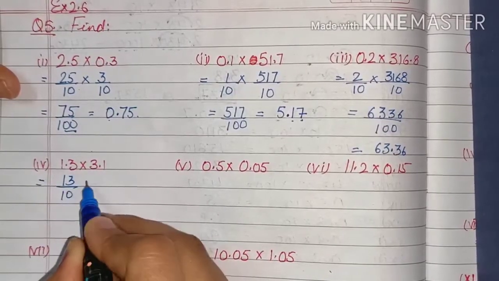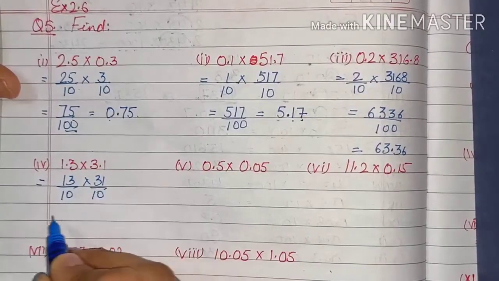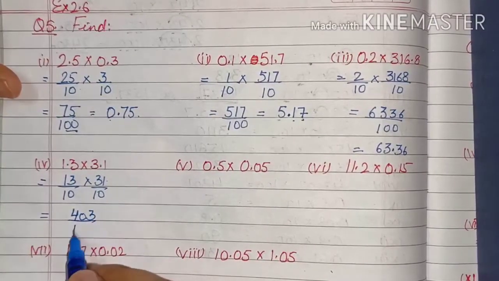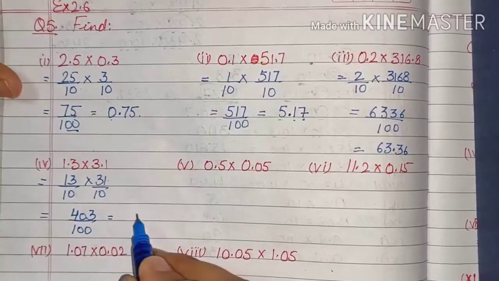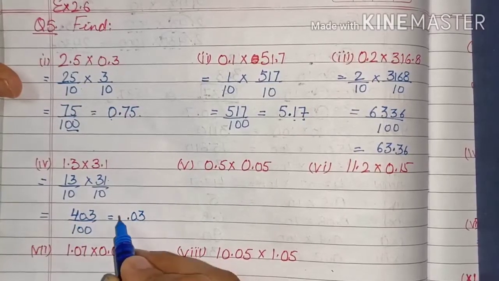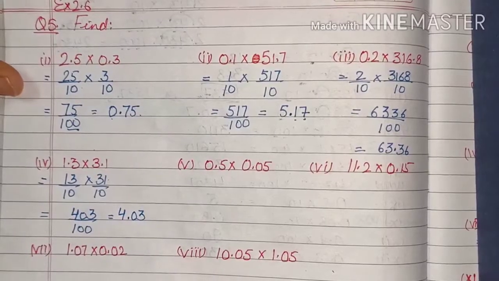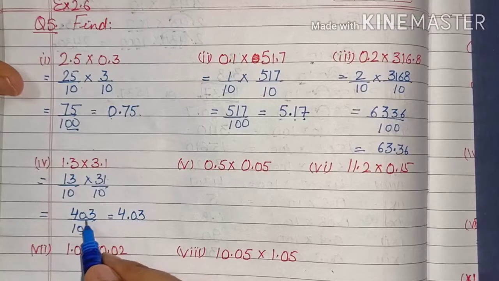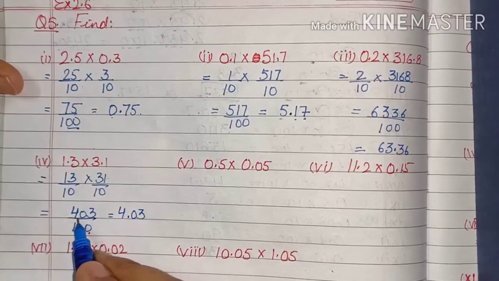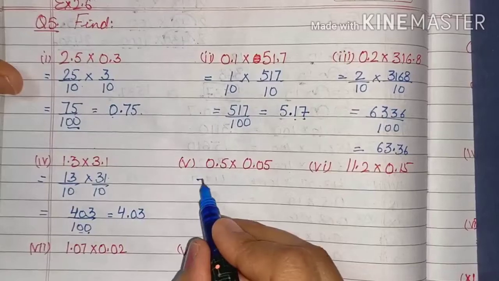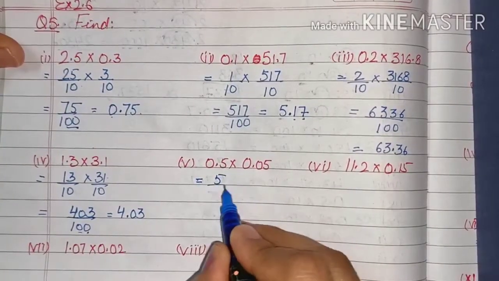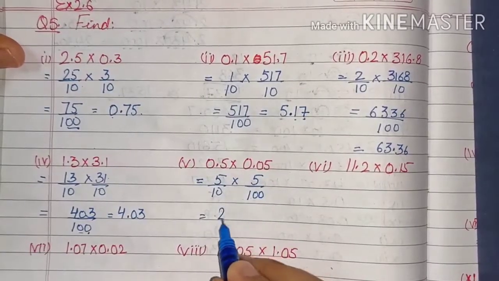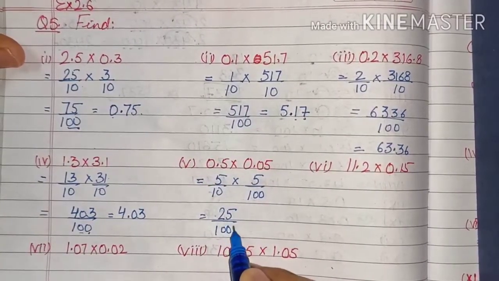Remove the decimal. 13 31s are 403 upon 10 10s are 100. Leave the last 2 digits and put decimal, so it is 4.03. So as many zeros are in the denominator, that many digits we will leave from right side, and then we will put the decimal. Now it is 5 upon 10 multiply 5 upon 100, so it is 25 upon 1000.